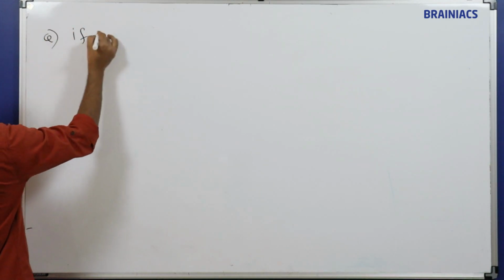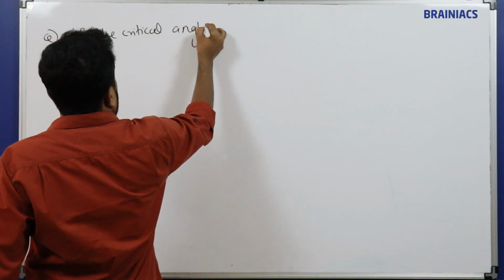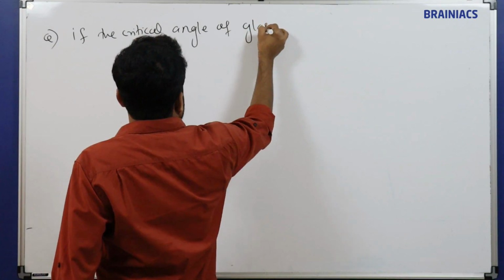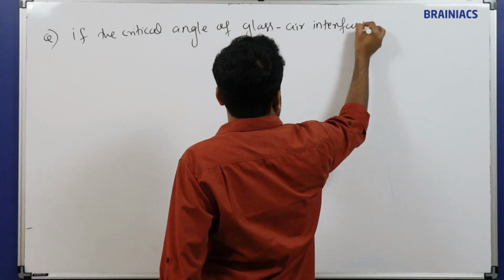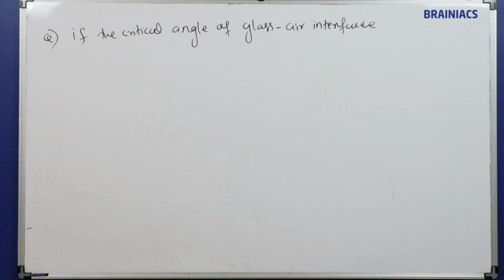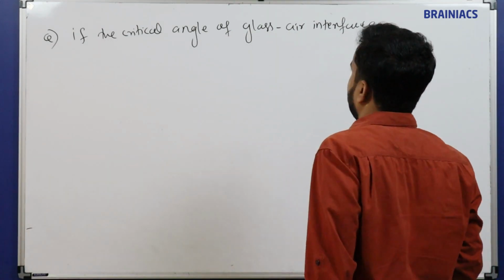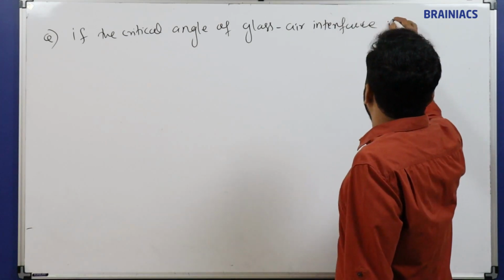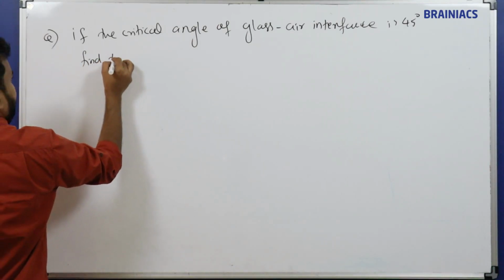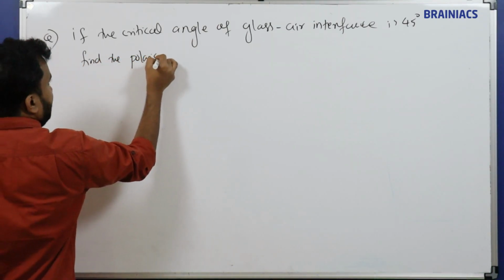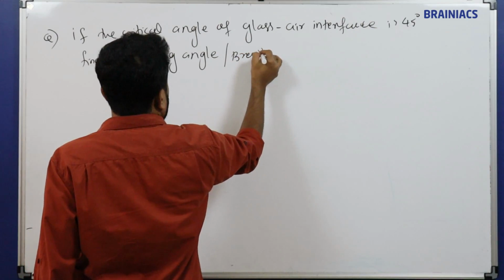Next question. If the critical angle of a glass-air interface, if the critical angle means what? You know, right? Critical angle, sin C, total internal reflection, ray optics. If the critical angle of a glass-air interface is 45 degrees, find the polarizing angle, or it is also called what? Brewster's angle.